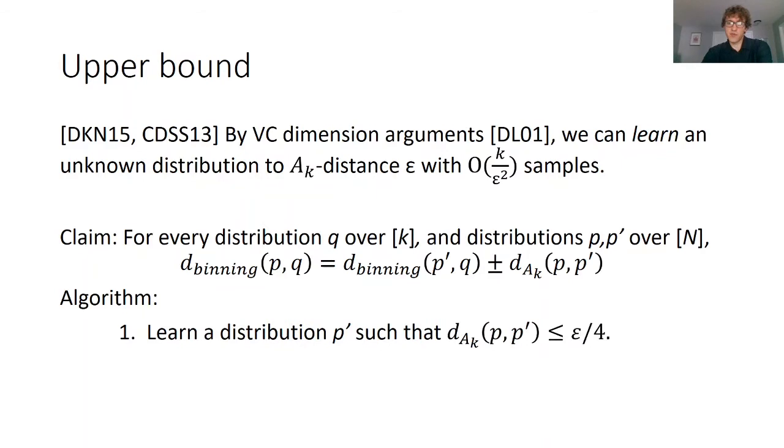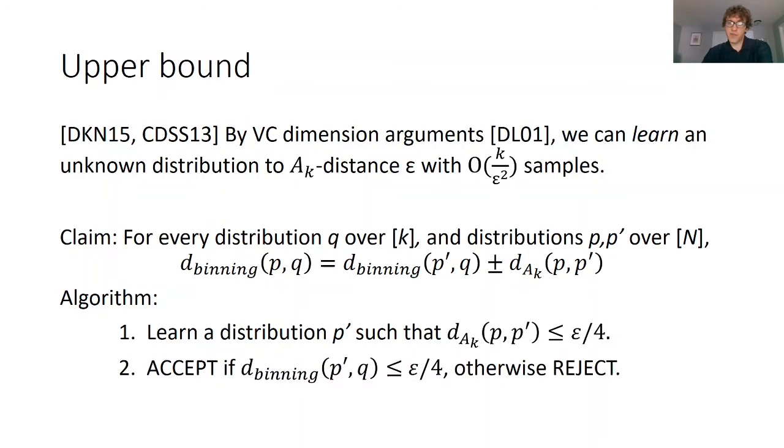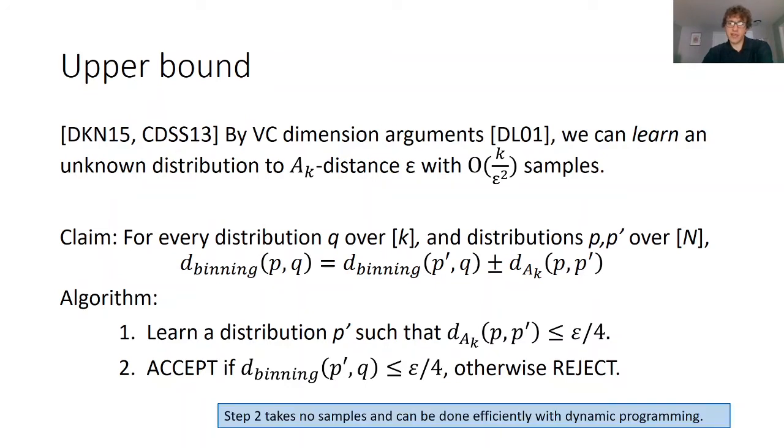So our algorithm is to just learn a distribution P prime such that it's close to the unknown distribution in A_k distance. Now that we have P prime and Q, we have everything we need. Then we just look to see what the binning distance is. This step doesn't require any samples, and it could be very computationally expensive because there could be lots of ways to chop up these elements, but we can find the best binning efficiently with a dynamic program, and so the running time is polynomial in capital N. And that's pretty much the entire upper bound.